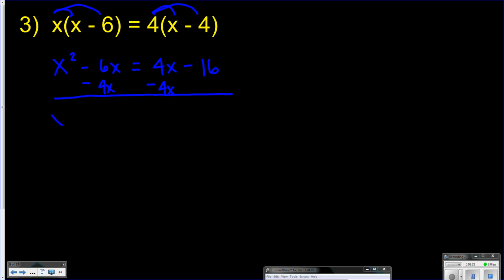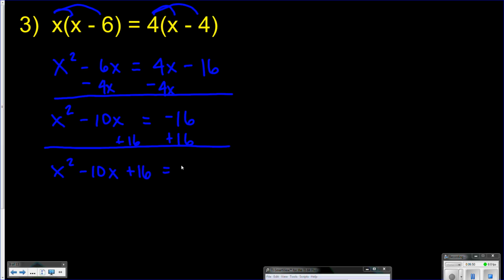Right now I'm going to have x squared minus, because negative 6 minus 4 gives us negative 10x, equals negative 16. I'm going to go ahead now and add that 16 to each side. So we have x squared minus 10x plus 16 equals 0.